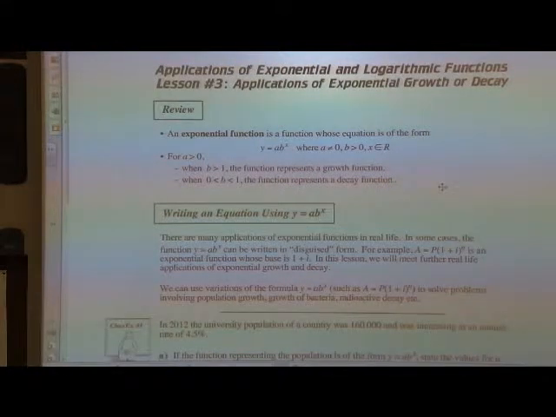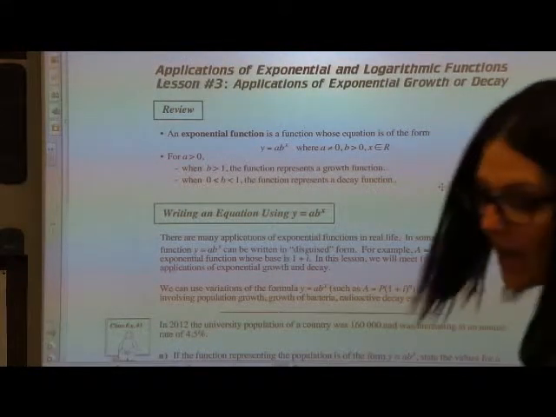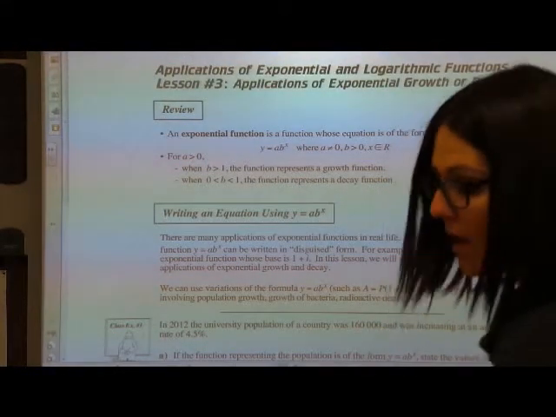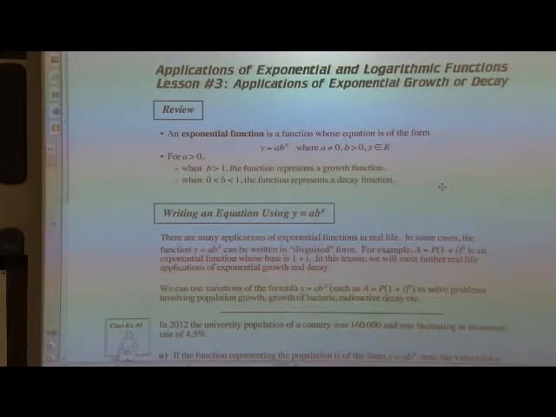Lesson number 3, let's do some more applications of exponential equations. So if we look at a review of exponential functions, an exponential function is a function of the form y equals ab to the power of x. So the variable is the exponent.